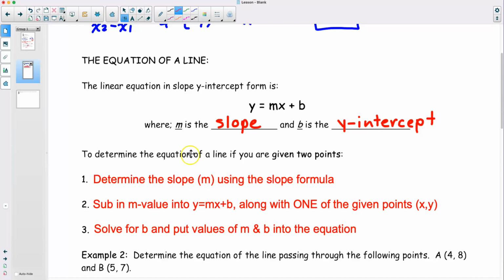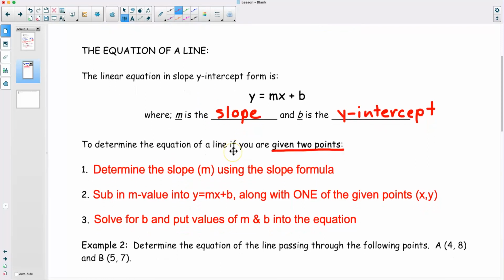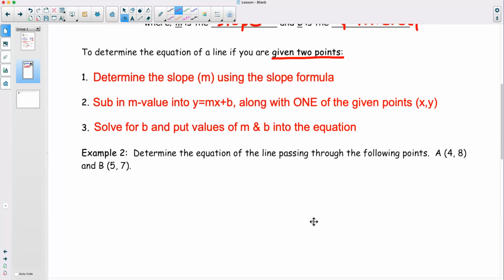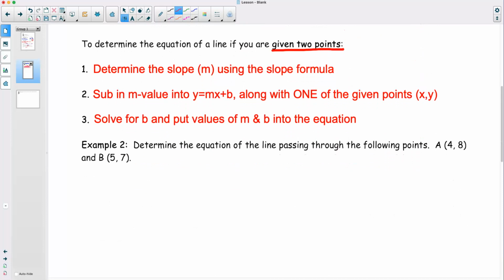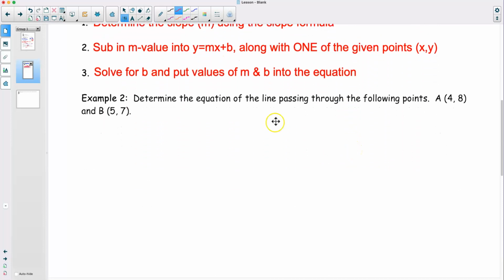So when you want to determine the equation of a line given 2 points, specifically, you're going to determine the slope using the slope formula, just like we practiced a little bit earlier. You're going to sub this m value into your general equation along with one of the given points of x and y. When you sub this in for x and y, you're going to solve for that b. And then last but not least, you just put them all together by putting the values of m and b into your final equation. Okay, so let's actually do an example of that given 2 points here.